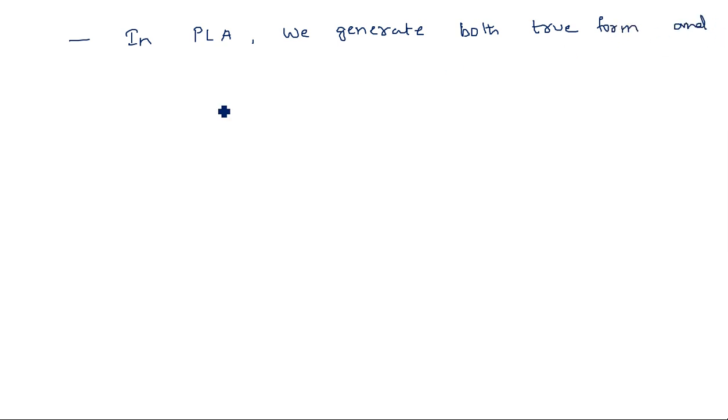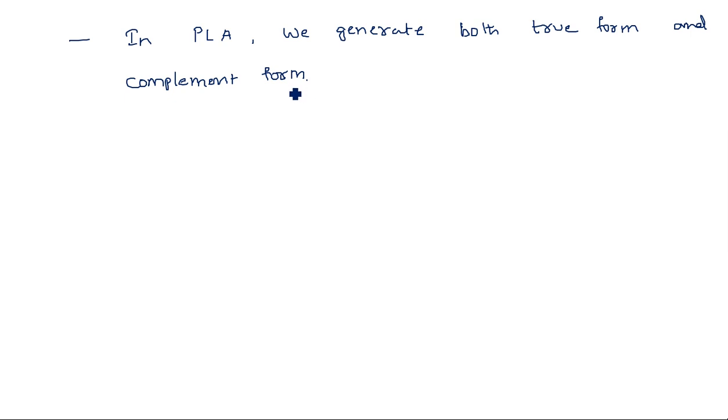Now in PLA we generate both true form and complemented form. If any function f is there, f true and f complement will be generated with the help of XOR gates that we have discussed.